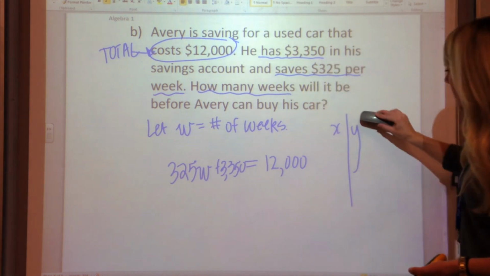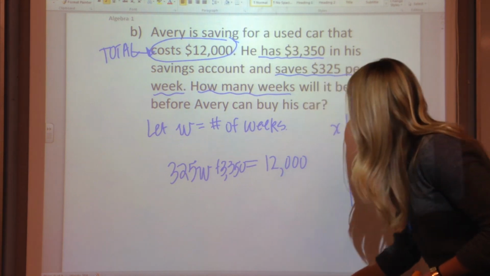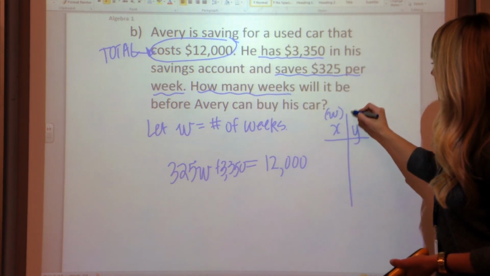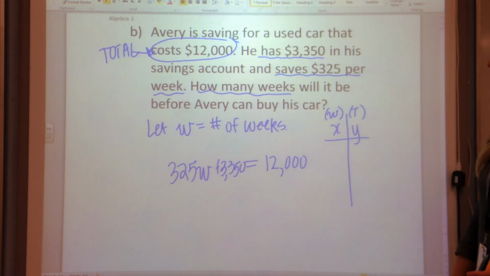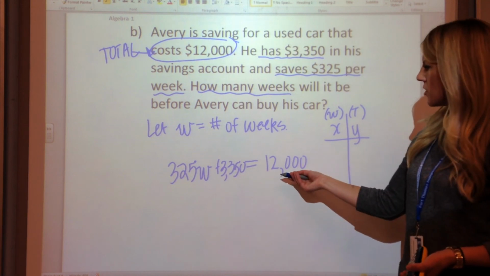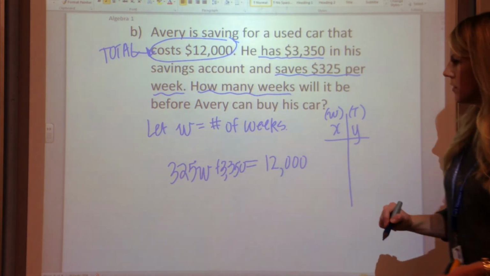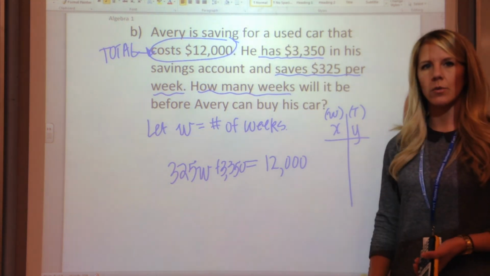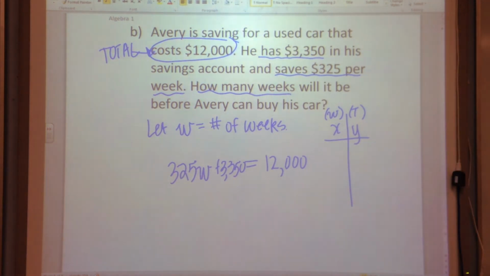Got a little carried away there. Or we know it's W for weeks and T for total, if you want to think of it that way as well. And start plugging in values and say, okay, what's going to give me the 12,000 or something very close? So that's what you have to do for tomorrow, and I will see you and we'll work on more problems then.